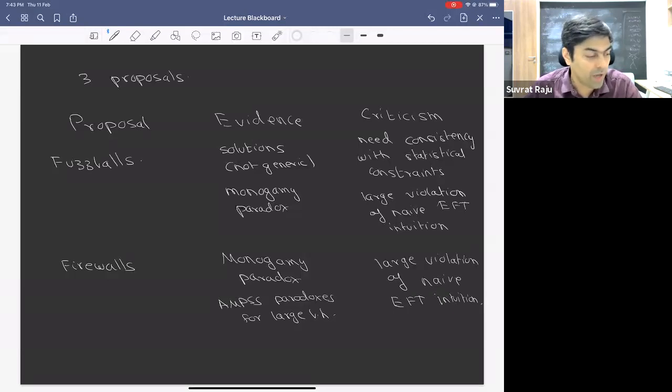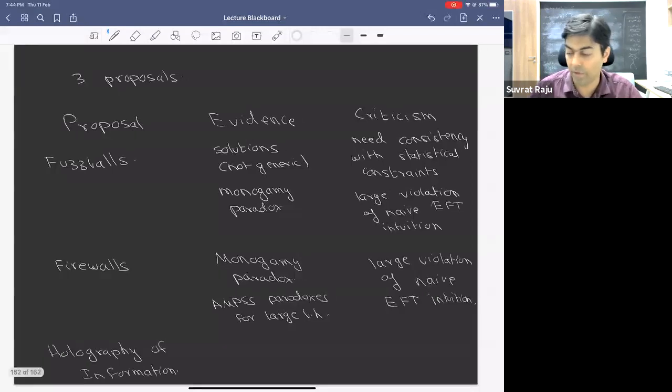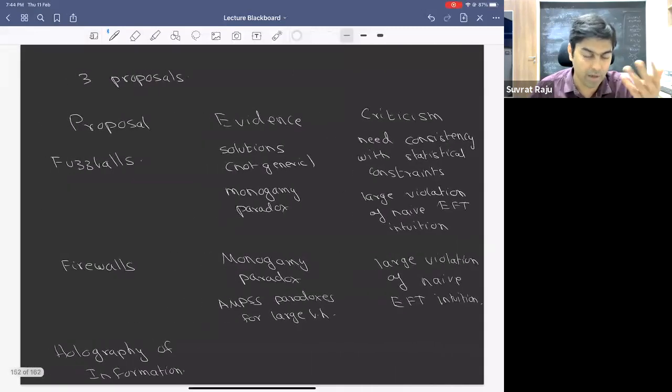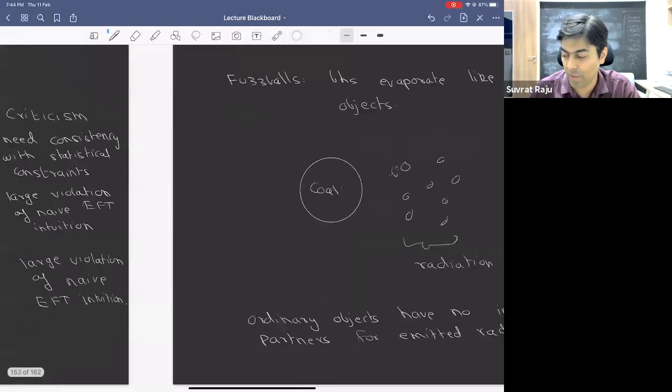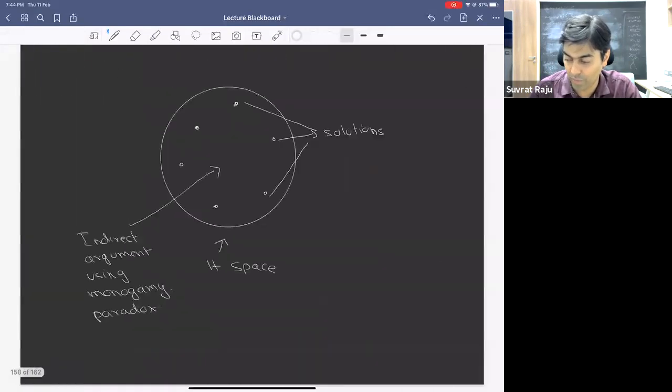Okay, good. So now in the last 10 or 15 minutes, I want to describe a third resolution, which we'll spend some lectures covering. This resolution is what we will call the holography of information, and I'm going to describe very briefly what that resolution is, and then we'll discuss it in more detail later. I won't tell you so much what the evidence for this is, but I'll explain what the criticism is at least, and then we can discuss the evidence in the next lectures. So let me explain what holography of information means.